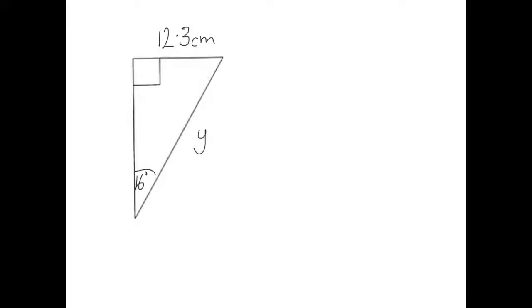Here's a second example. Same sort of thing. The first thing we do is we label our triangle. And this is the hypotenuse. It is the side that is opposite the right angle. It's the longest one. And if 16 degrees is here, this is our opposite side, so OPP. And this is the adjacent. It's the side that's beside our angle.